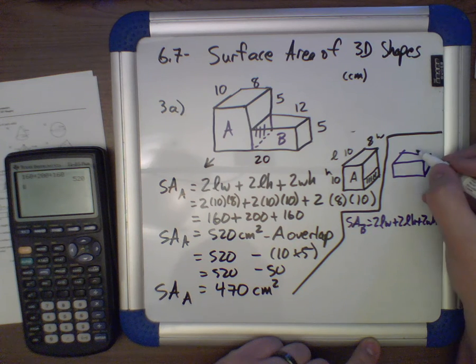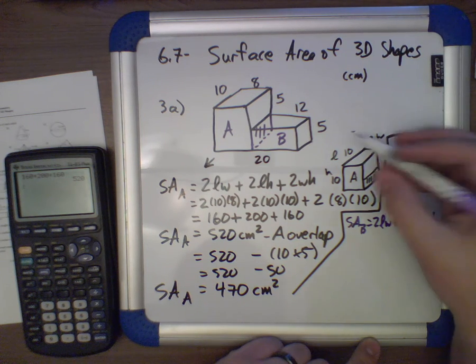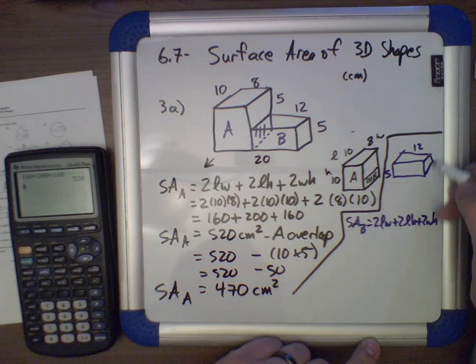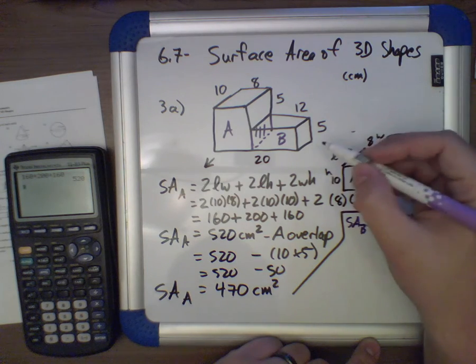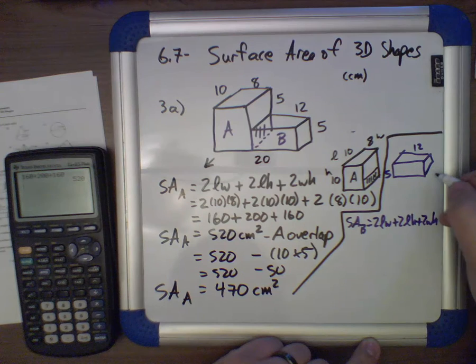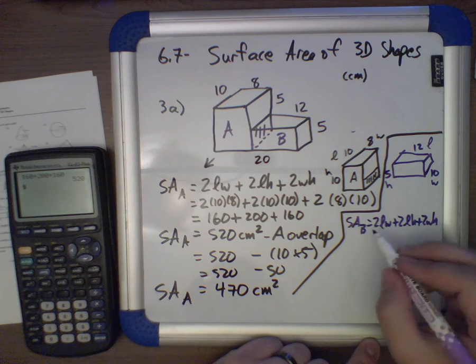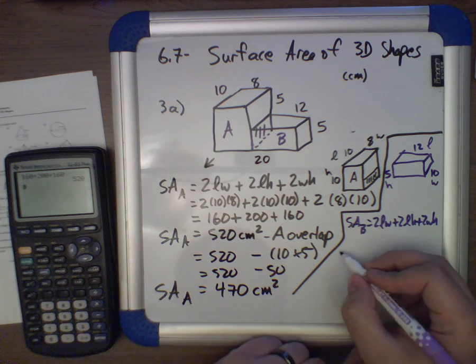Do I know the length? Yes, it's 12. Do I know the height? Yes, it's 5. Do I know the width across? Yes, it's going to be 10. So let's label. So length, height is 5, width is 10. Let's plug those numbers into our equation.